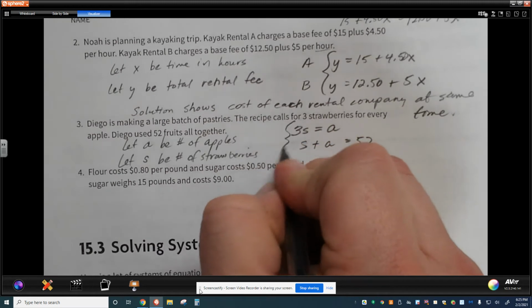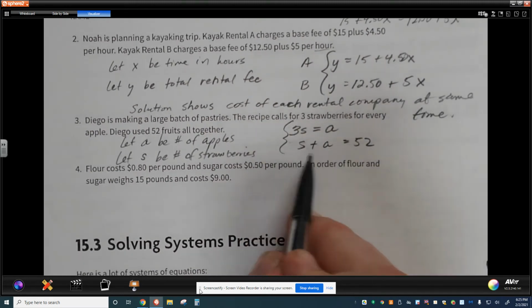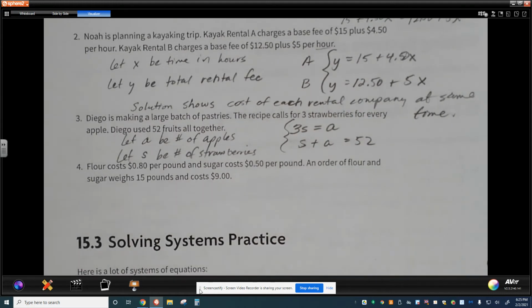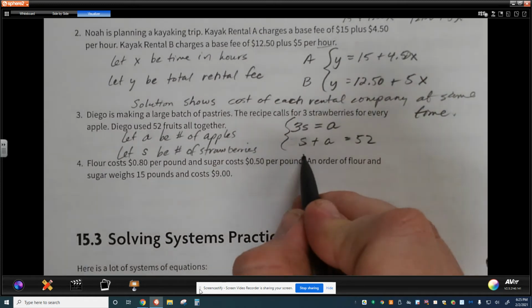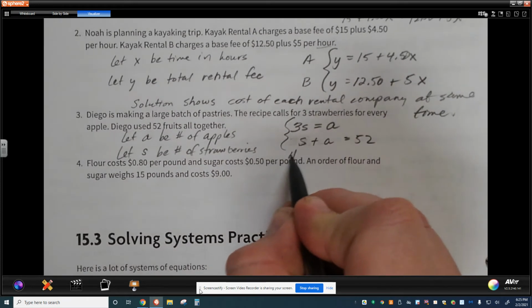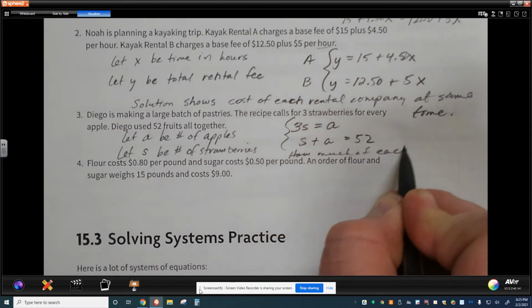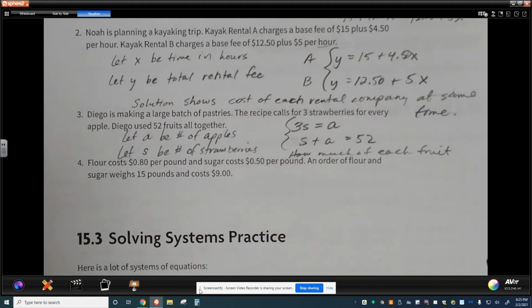And so with these two equations, what we find out is that 3 strawberries is equal to 1 apple, but then all these apples plus all the strawberries have to be equal to 52 total fruits. And what would this tell me at the end? Well, the solution is going to tell me how much of each fruit I need to use. Okay, talking about really a large batch.